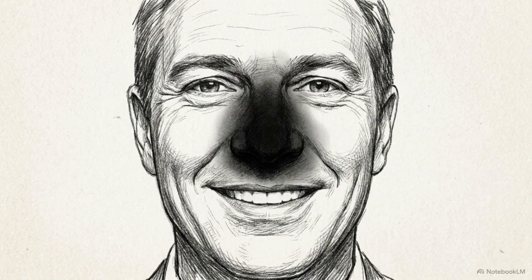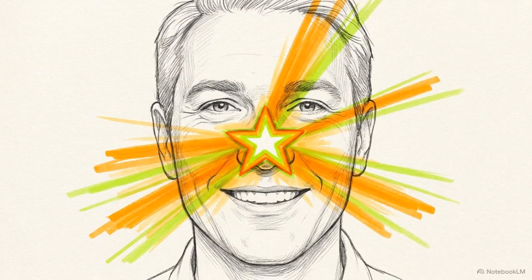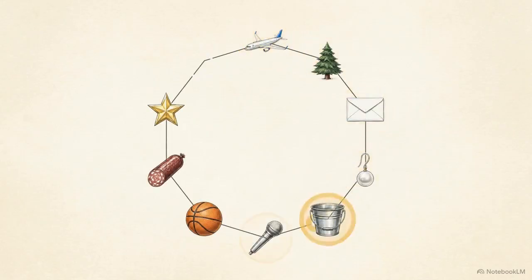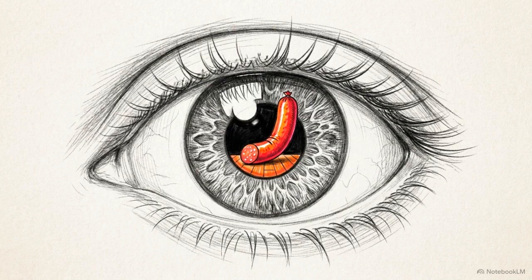Finally, link star to nose. You look at a person and see a star twinkling right in the middle of their face where their nose should be. Moving quickly ensures your logical brain doesn't have time to step in and say, "That's impossible." We want the absurd version to be the only thing you see.